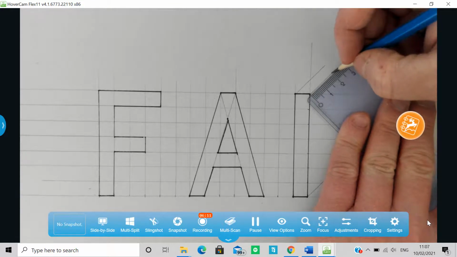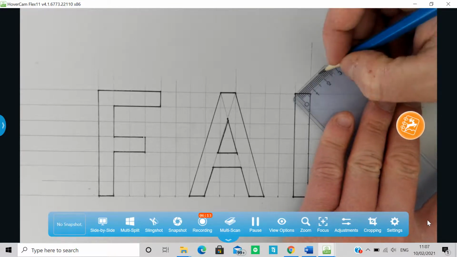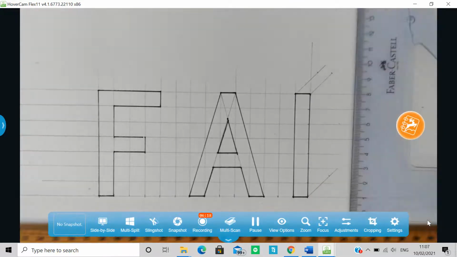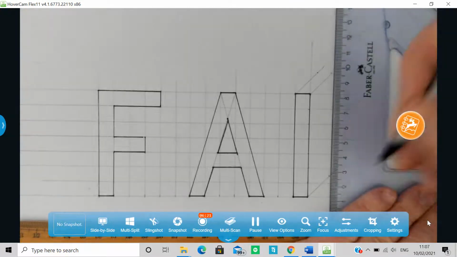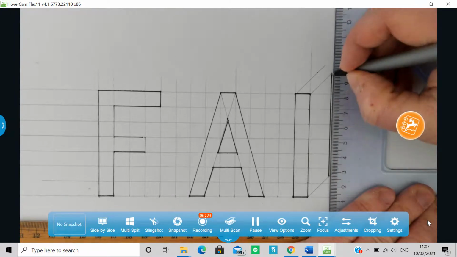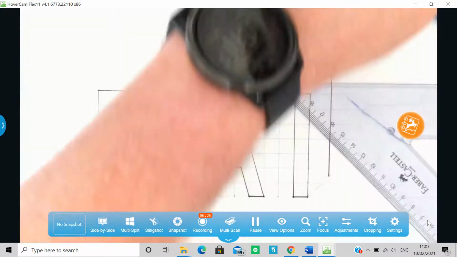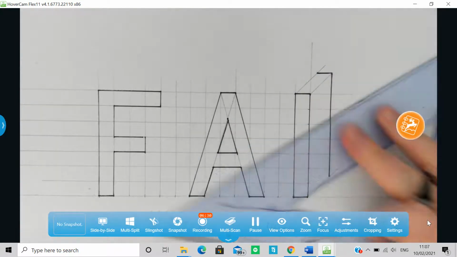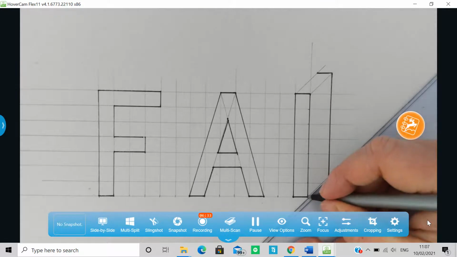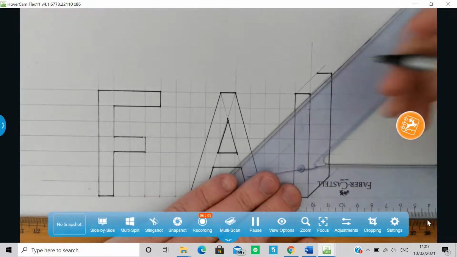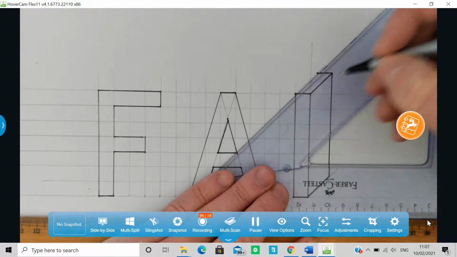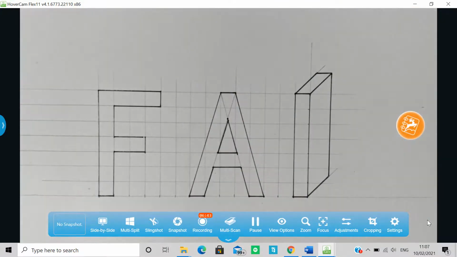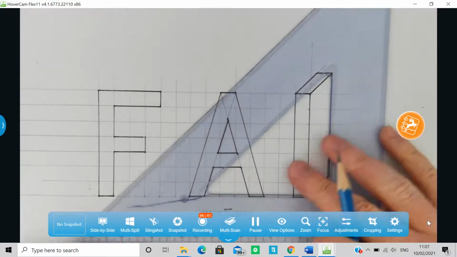When you've that 20 mil done on each 45 degree line, then you can do it heavy. Join the points. So there is the I. I'm going to do the F next because it's probably a little bit easier than the A.